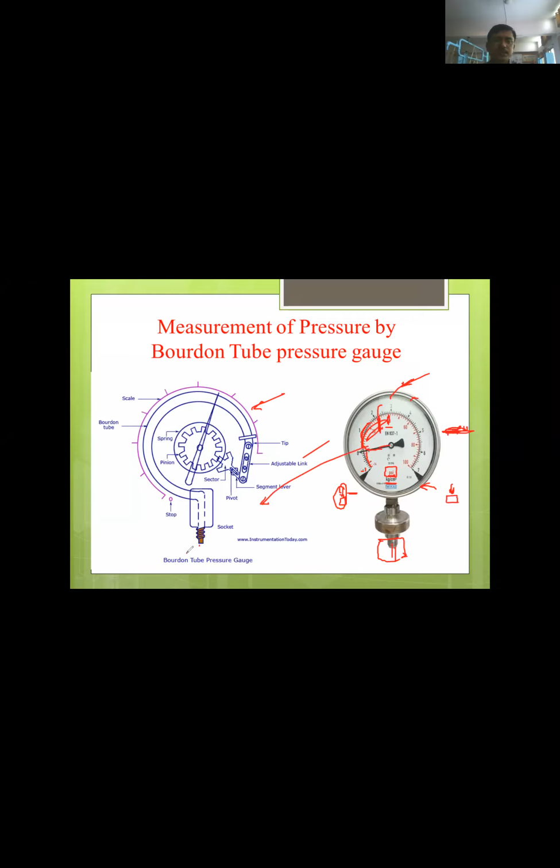See, when we connect this Bourdon tube pressure gauge to any pipe or tube which is having higher pressure, at that time what happens is that the fluid, either liquid or air, will move inside this and it will move up to here. Okay, this is the hollow cylindrical elliptical pipe.